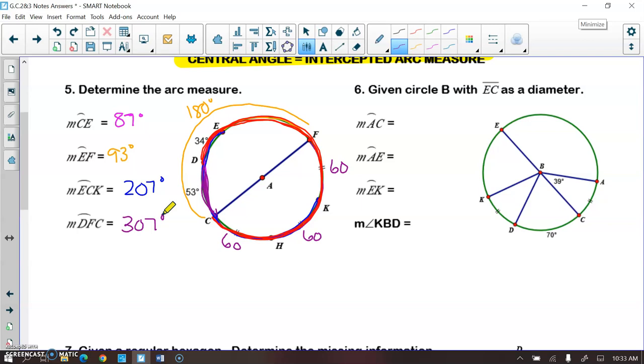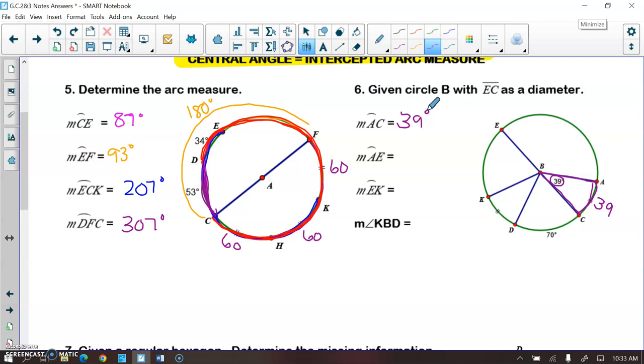All right, so we're given circle B with EC as our diameter. We want the measure of arc AC. Well, we have angle ABC, which intersects arc AC, and that's a central angle. A central angle is congruent to its arc, so this is also 39 degrees. So arc AC is 39 degrees. Whoa, that's a big degree symbol.